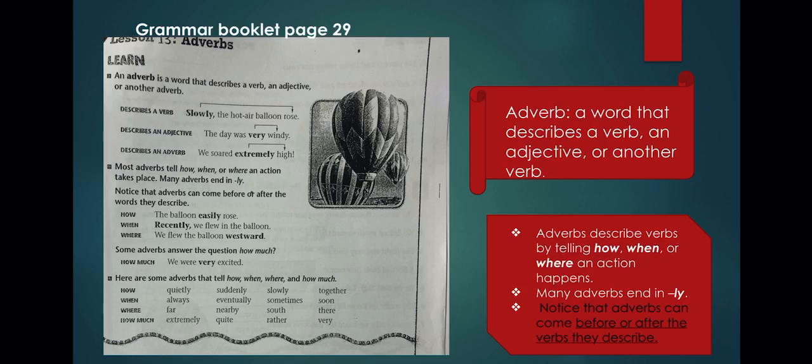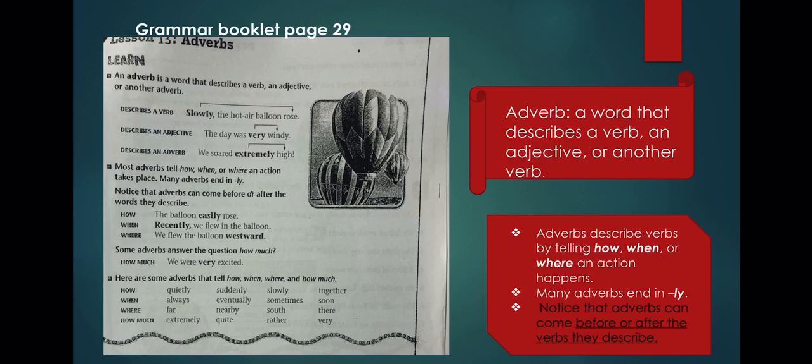There are some adverbs that tell you how, when, where, and how much. For how, you can use the adverbs quietly, suddenly, slowly, together. For when, we can use always, eventually, sometimes, soon. For where: far, nearby, south, there. For how much, you can use extremely, quite, rather, and very. It is about the meaning in each, and you can ask these questions.